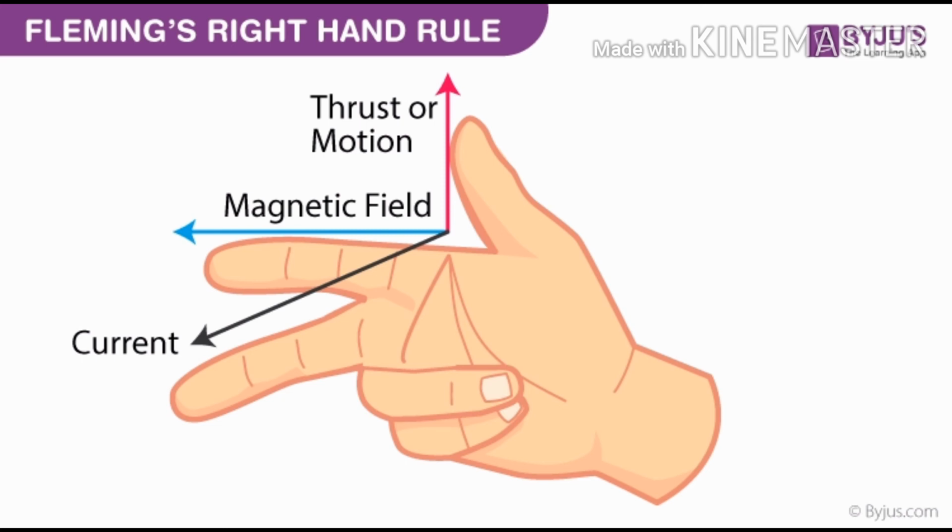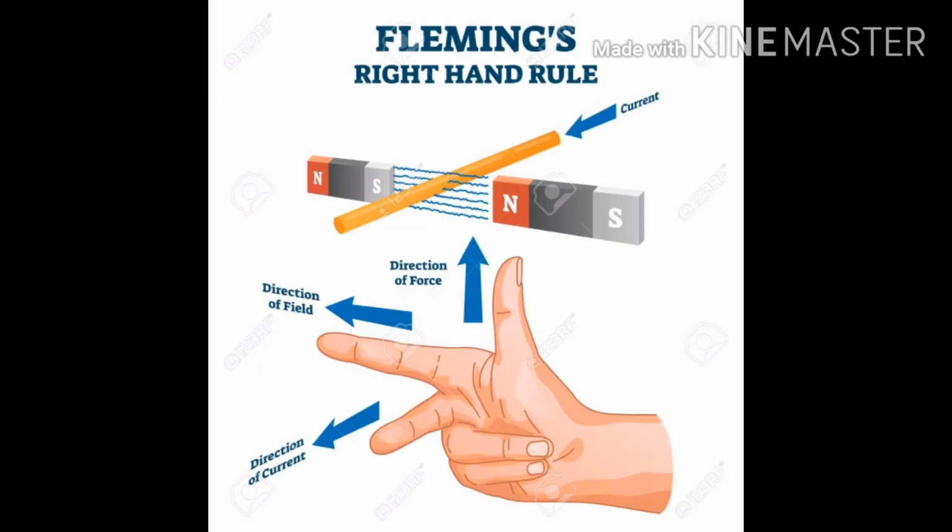Stretch the thumb, the index finger and the middle finger in such a way that they are perpendicular to each other. In this position, the thumb indicates the direction of motion of the conductor, the index finger indicates the direction of the magnetic field, and the middle finger shows the direction of induced current. This rule is called Fleming's right hand rule.